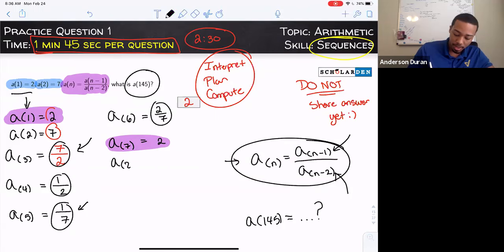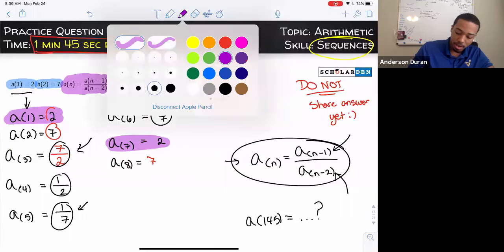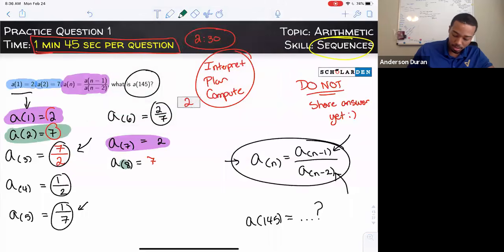Let me look at A of 8. That means that I will take A of 7 and divide it by A of 6. So that will give me 2 multiplied by 7 over 2. The 2's cancel, leaving me with 7. Look at this. Everyone, do we see the pattern now? Do you see what's going on?